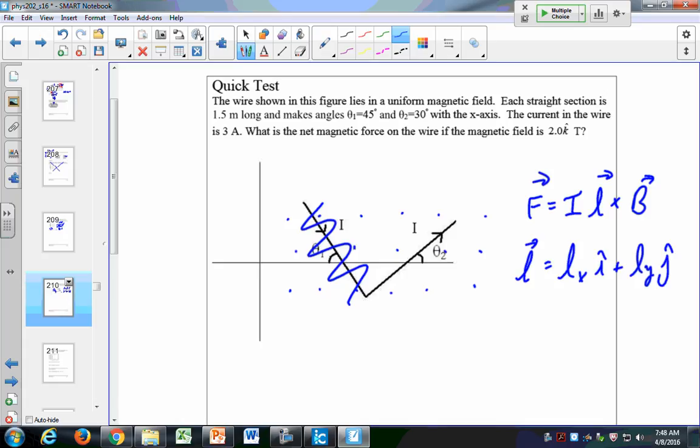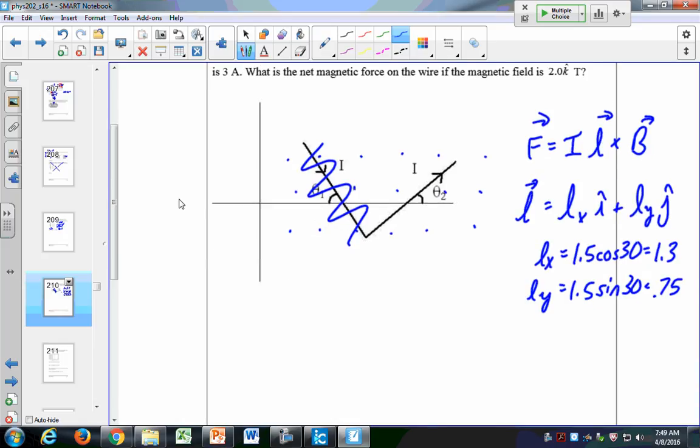All right, I'm going to jump in here a little bit. I know that Lx is, gosh, what is Lx? Is it 1.3? But how do I find Lx? 1.5 is cosine 30 degrees. Okay, very good. 1.5 cosine of 30 degrees, and you said that's 1.3? And then Ly is 1.5 sine of 30. What is that value? 0.75. All right, so then that gives me my vector for Lx and Ly.